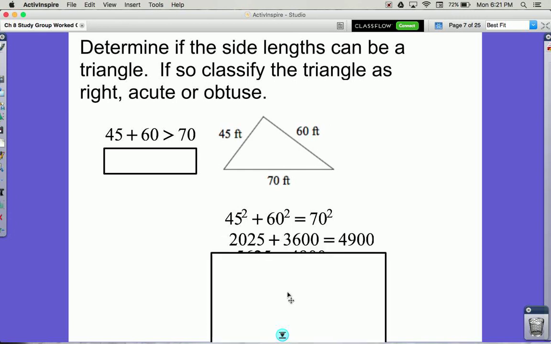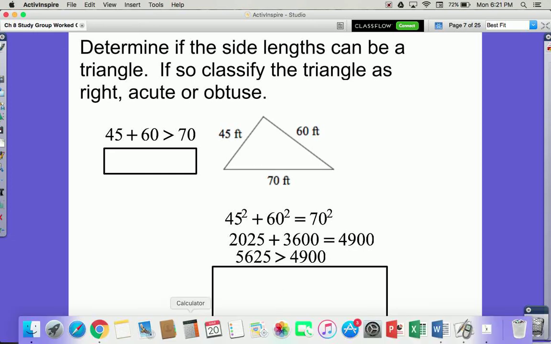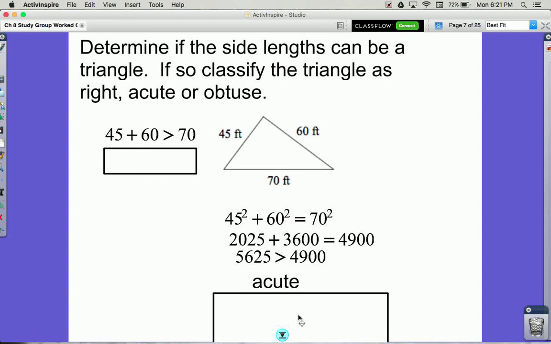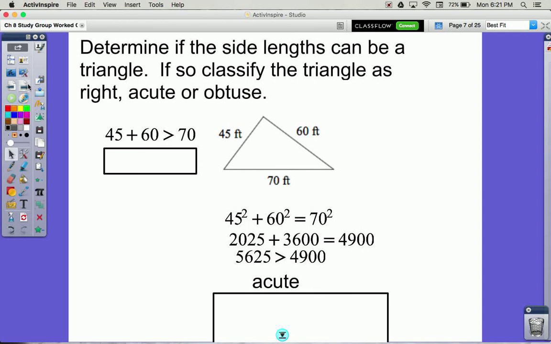45 squared is 2,025. 60 squared is 3,600. And 70 squared is 4,900. So we get that 5,625 is greater than 4,900, which means that this is an acute triangle. Because if this side is greater than this side, then it is acute.